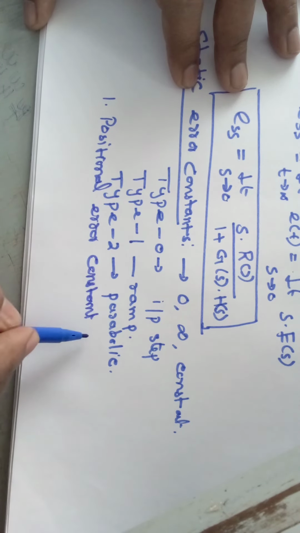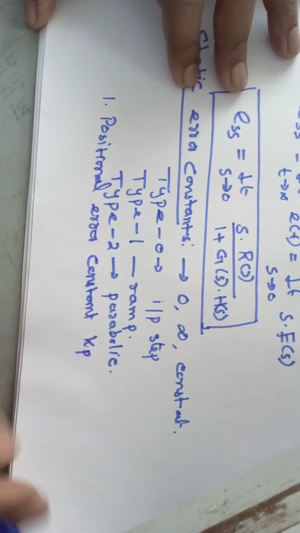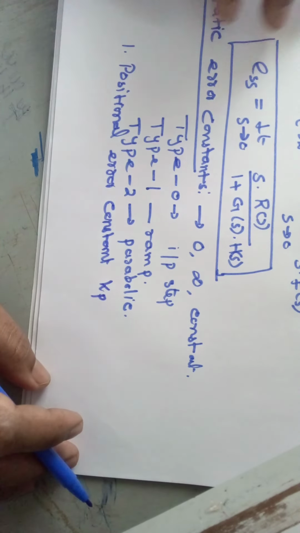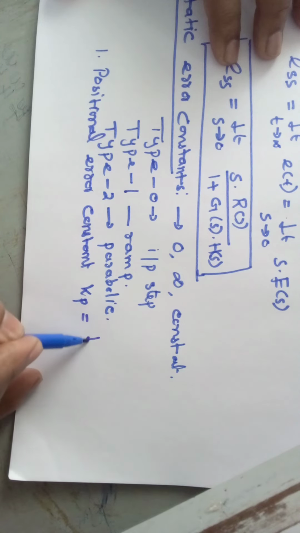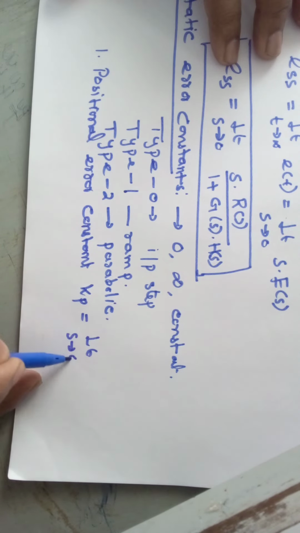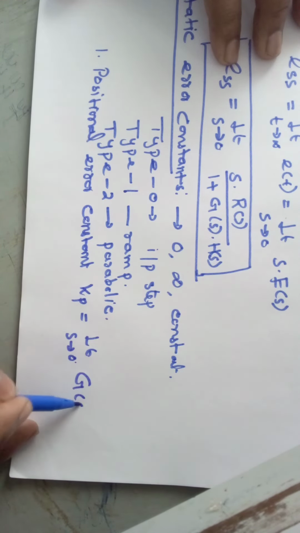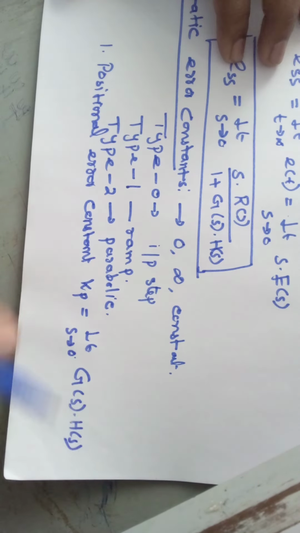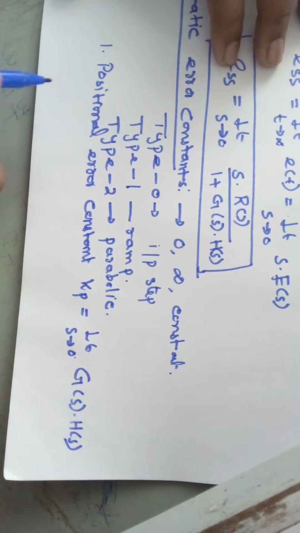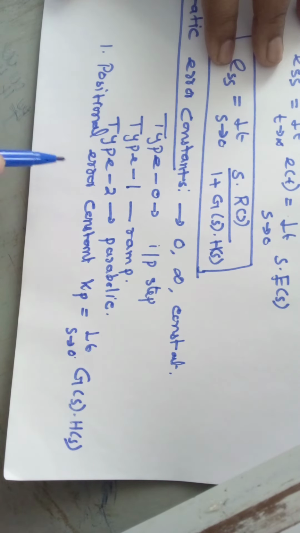Positional error constant. It is represented as Kp. This is the definition of your Kp, or the positional error constant, which is equal to limit s tends to 0 of G(s) into H(s). These are the standard definitions of these different static error constants.